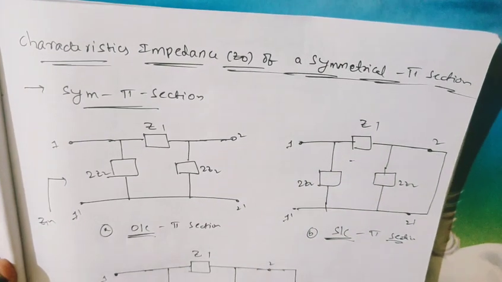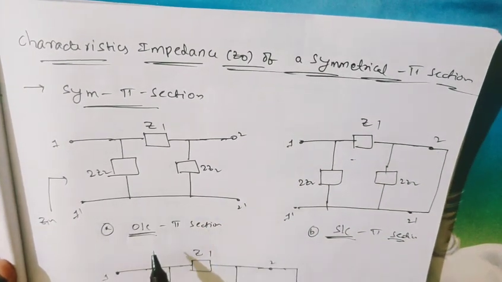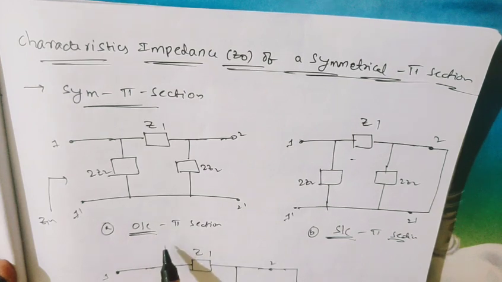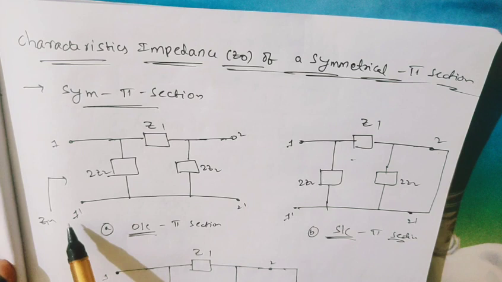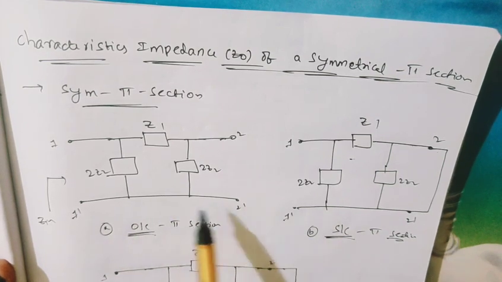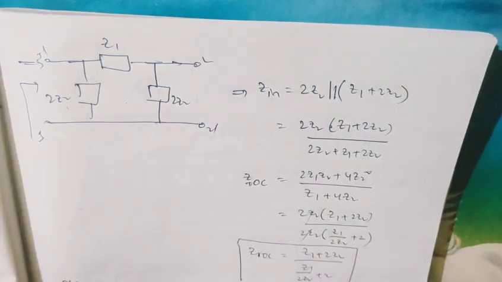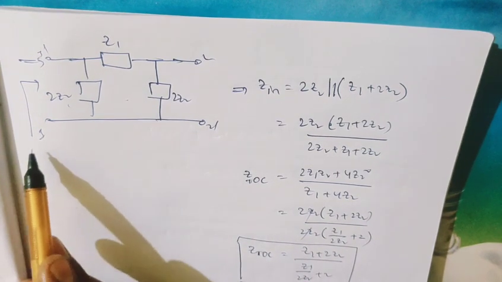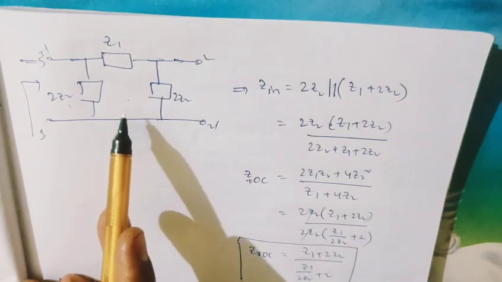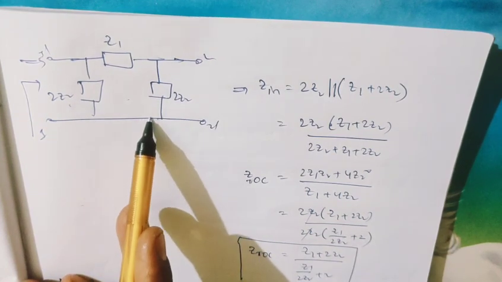In this one, first of all, we'll see the open circuited symmetrical pi section. Here, these ports will be open circuited. Now we calculate the total input impedance presented across the open circuited symmetrical pi section.